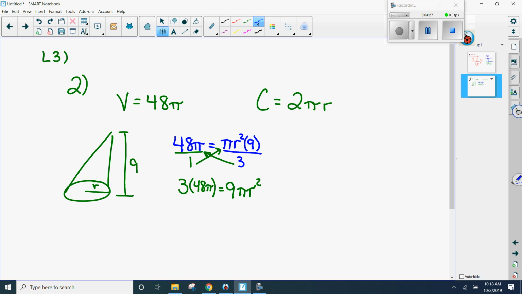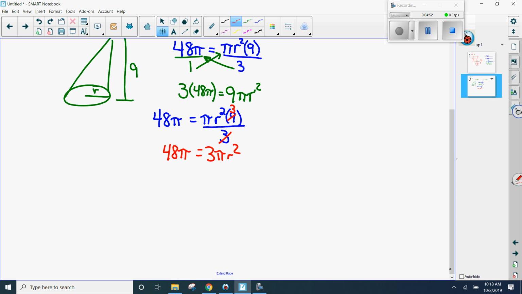But otherwise, for this one, I think most of you would say 48 pi is equal to pi r squared times the height of 9, and you divide by 3. So you know that 3 goes into 9 3 times. So you get 48 pi equals 3 pi r squared. How are you going to start to solve for r or isolate that? I want to divide by this numerical value in front of r. So you're going to divide by 3 pi.